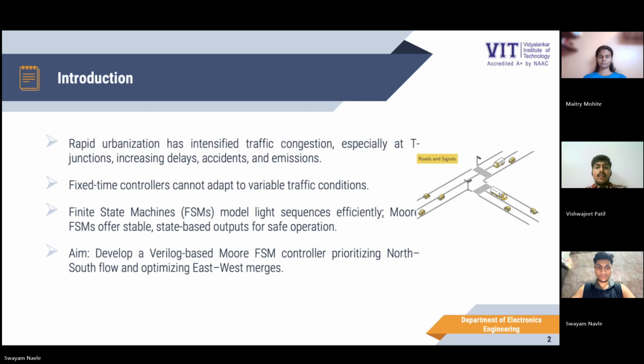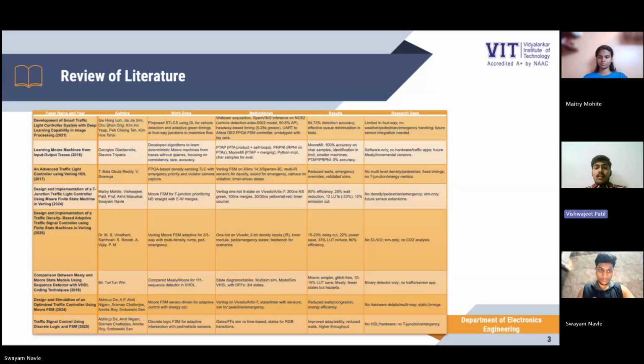systems. Now, the literature review for this project: before starting our design, we reviewed several research works to understand existing approaches and their limitations. First, Law et al., 2021, developed a smart traffic light controller using deep learning and image processing for four-way junctions. It achieved a 94% vehicle detection rate, but was computationally heavy and unsuitable for real-time FPGA use.